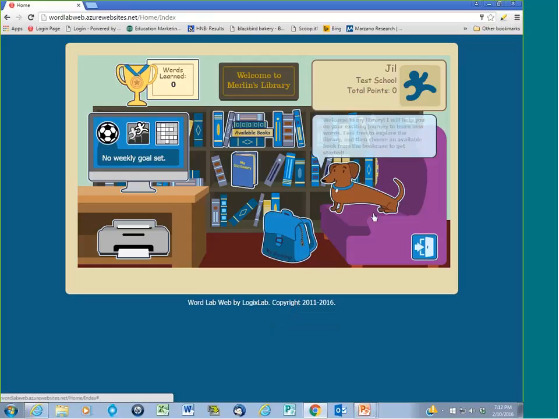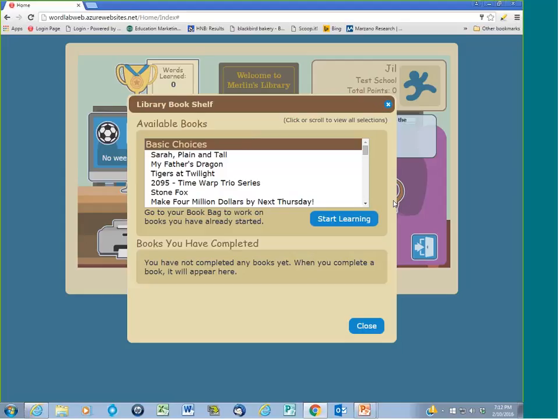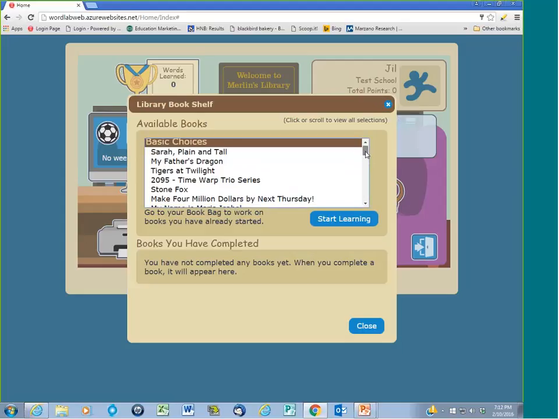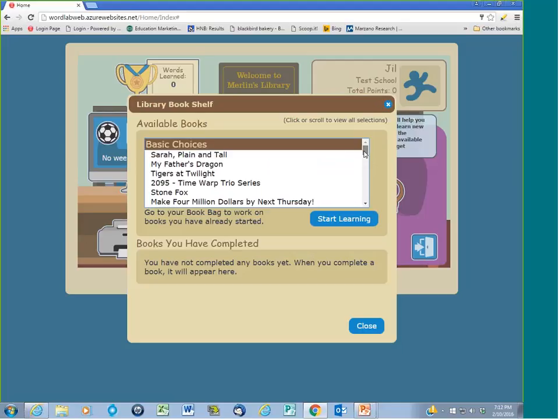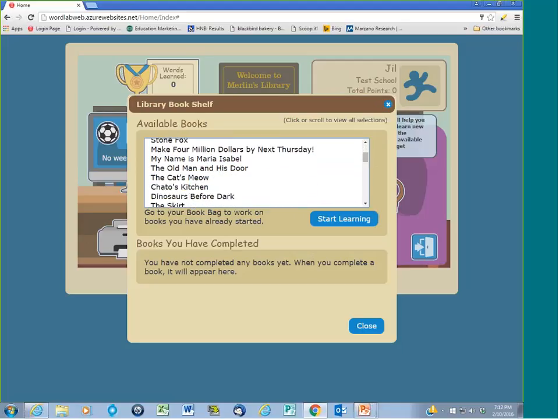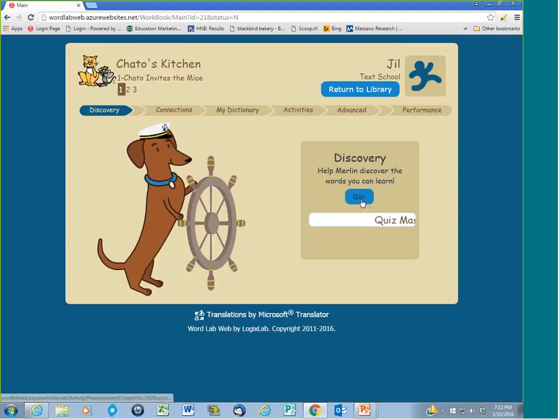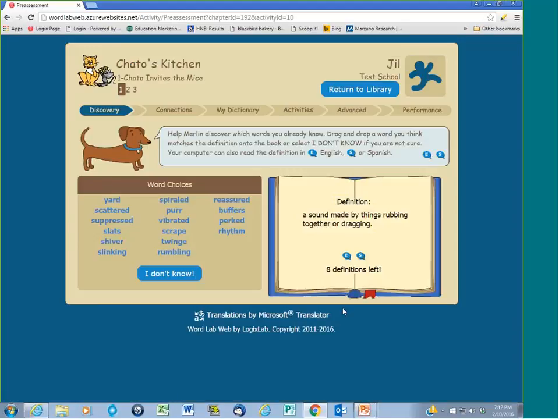Here's your home page. First thing we're going to do is select a book that has word lists that you can learn. I'm going to start with the very basic, easiest books, and my favorite starter is Chatto's Kitchen. I recommend you start with that as well. I'm going to hit the go button, and the first thing we're going to do is show the program what we already know.